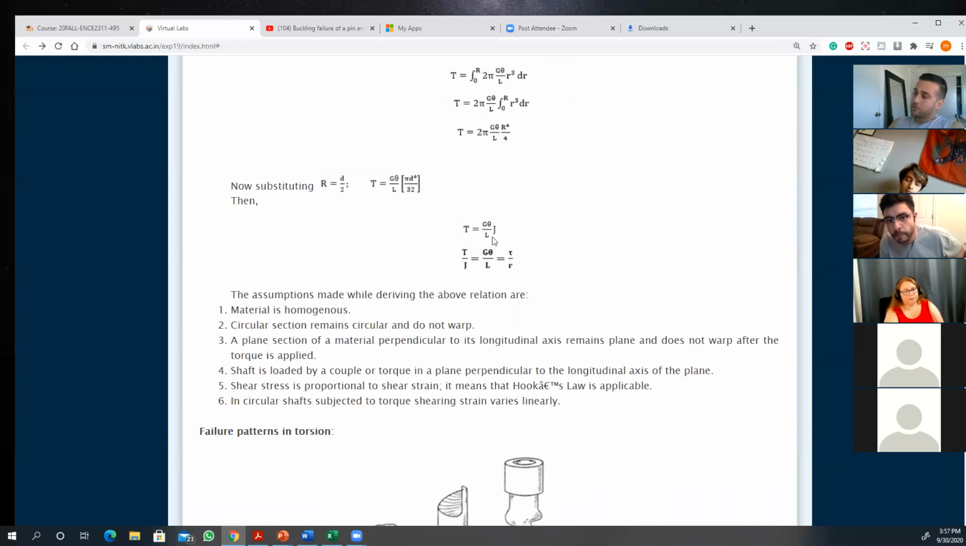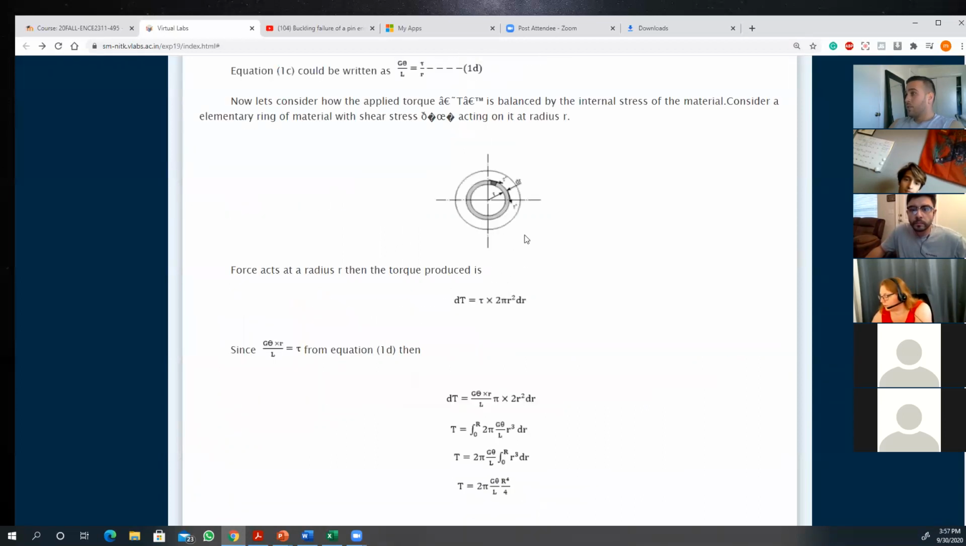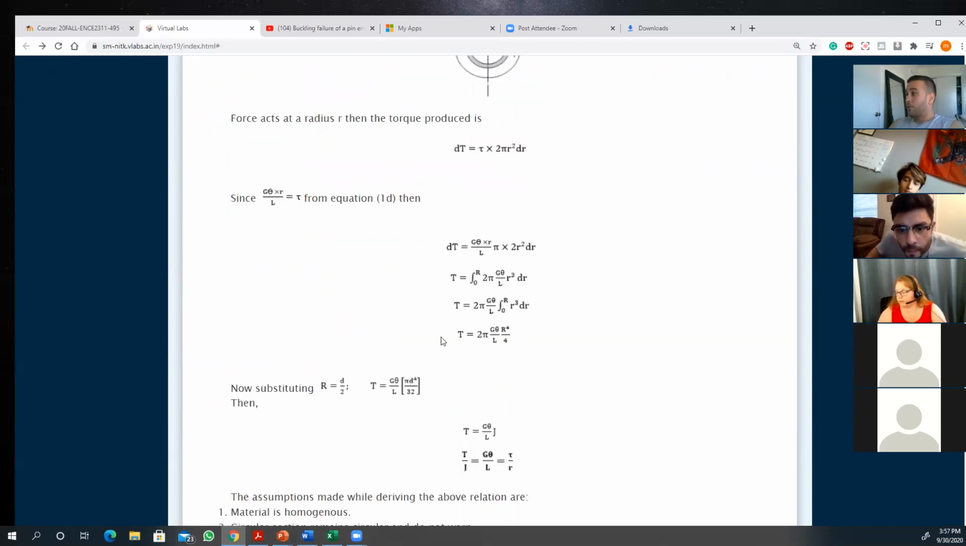polar moment of inertia. So if you know the shear modulus, the deformation, the gauge length, and the polar moment of inertia, you can calculate the torque. Or if you don't know the shear modulus but you know the other parameters, you can calculate the shear modulus. This is the only equation that you need to know. This is just a derivation, and you should know it from your mechanics of materials class. I don't have to go through the derivations because it's more time consuming.